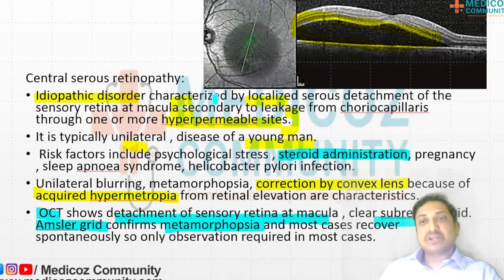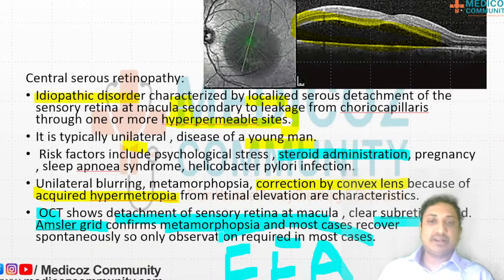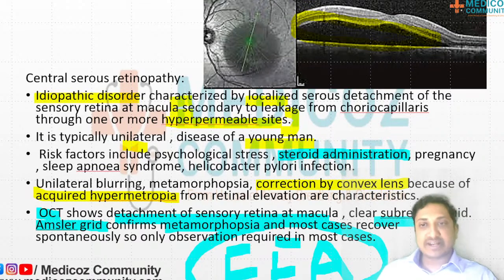So the treatment for this condition is, most cases will recover spontaneously and only observation will be required in most of the cases. But in some cases which are chronic CSR or recurrent CSR, observation may not be sufficient. You may need to do fundus fluorescein angiography, that is FFA, and then you need to find the leak site by doing the FFA. When you find the leak site, you can give a focal laser at that leak site so that the leakage at that site will stop.